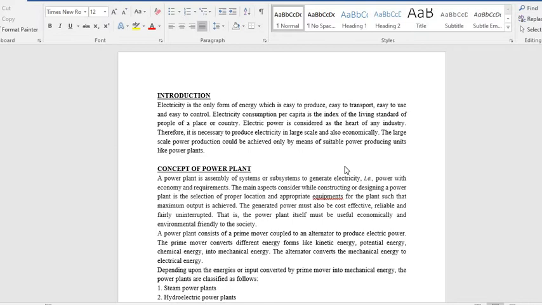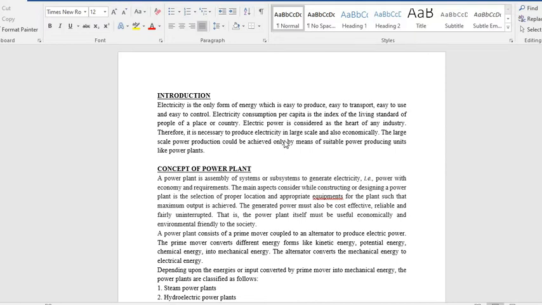As you know, a power plant is an assembly of systems or subsystems to generate electricity, with economy and as per the requirements. Electricity is a form of energy that is easy to produce, easy to transport, easy to use and to control. Electric power is considered the heart of any industry. Electric consumption per capita is the index of living standards. By taking the electric consumption per capita, we can get to know the living standard of that country.